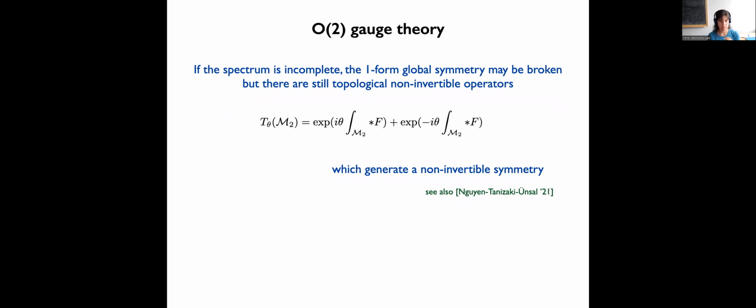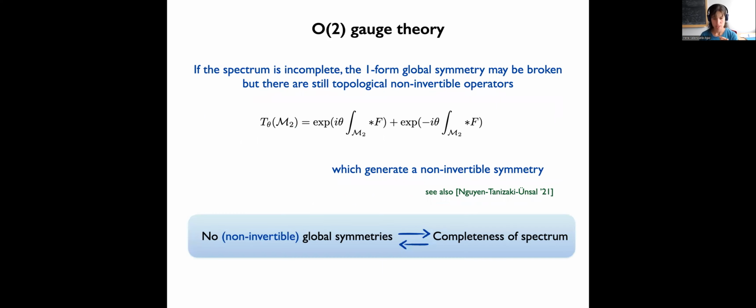So the summary is that if the spectrum is incomplete, the one-form global symmetry may be broken, but there are still topological non-invertible operators that generate a non-invertible symmetry. So if we also require the absence of all these non-invertible symmetries, then we recover the one-to-one correspondence between no global symmetries and completeness of the spectrum.